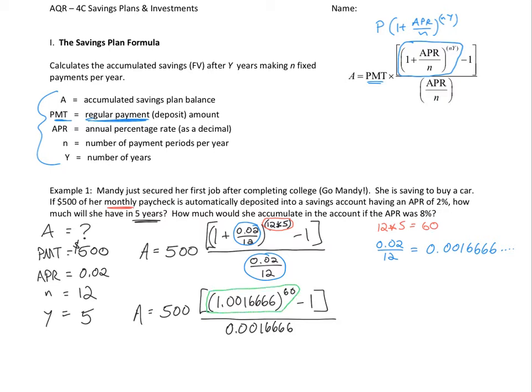1.0016666 to the 60th power is. So do that first. Then subtract 1. Then you want to divide it by this number. We'll say that's third. And then lastly, you can multiply it all by the payment. So I'm going to figure that out very quickly and be right back with an answer.